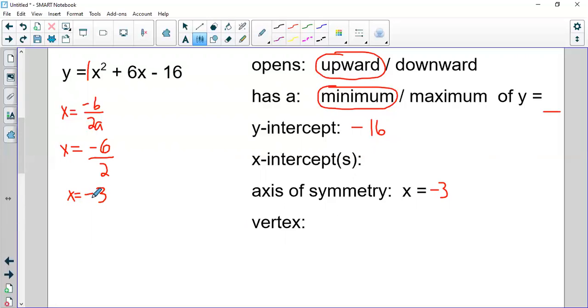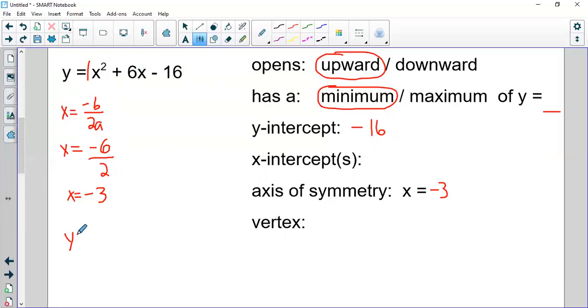Now I have a value for x. I'm going to put it back into this equation. I'm going to solve it to get y. So I'm going to have negative 3 squared. Well, be careful. Anytime you square a negative, it's always a positive because a negative times a negative is always a positive. So I'm going to do this step immediately in my head. I'm not even going to put negative 3 squared. I'm just going to put 9.